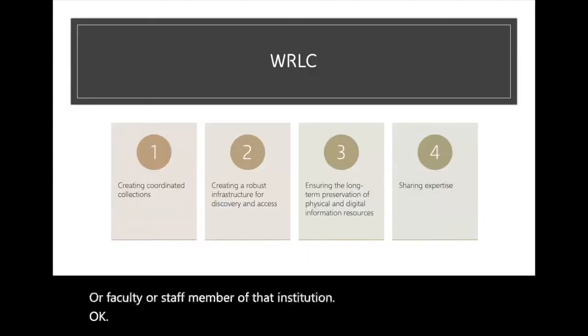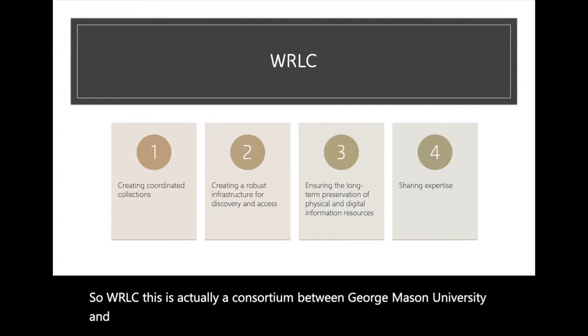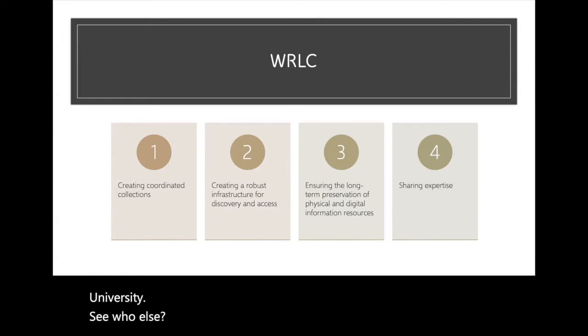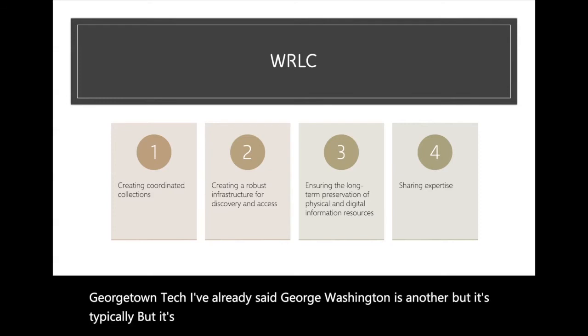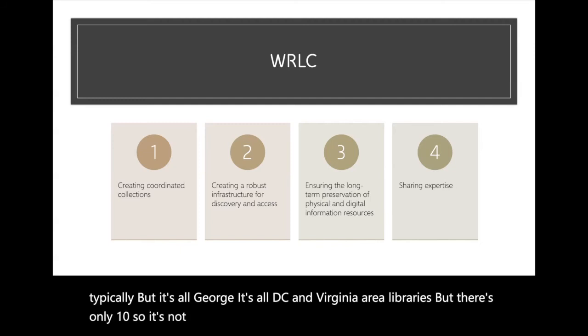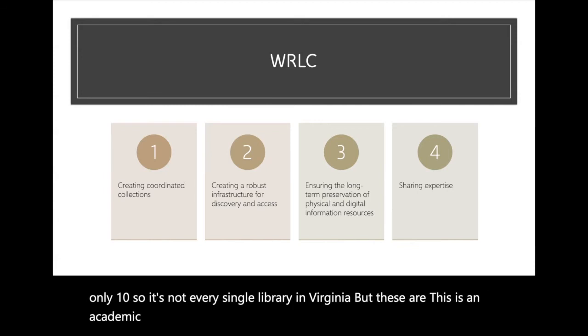Okay. So WRLC, this is actually a consortium between George Mason University, Georgetown, Catholic University of America, American University. See who else? Georgetown, I think I've already said. George Washington is another, but it's all DC and Virginia area libraries, but there's only 10, so it's not every single library in Virginia. But this is an academic consortium, and that's with 10 of us.